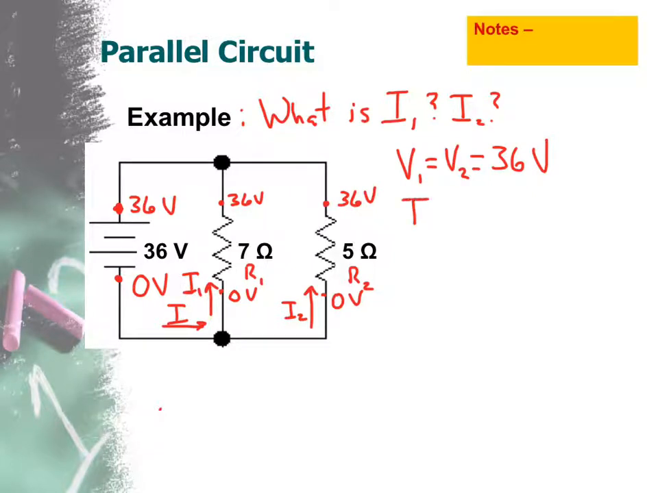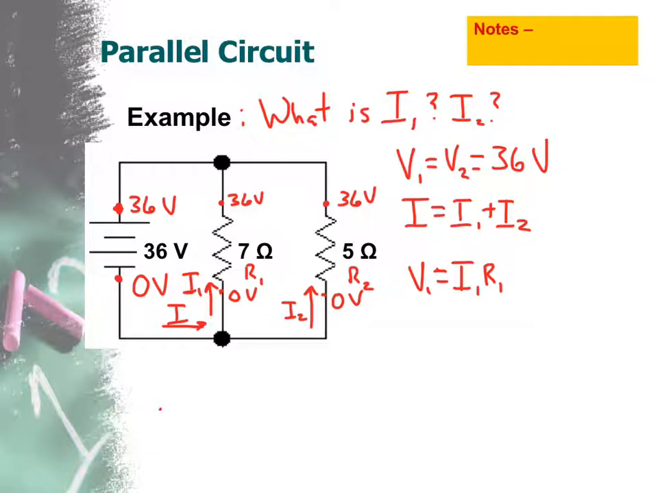If you're not 100% convinced of that, I can actually show you that that's true, because I can apply Ohm's law to each of these resistors. Well, actually I can't show you what I is, but let's figure out what I1 is and what I2 is. So let's apply Ohm's law. V1 equals I1 R1.